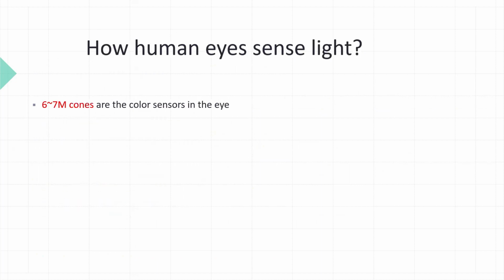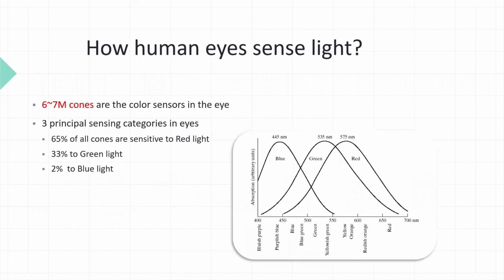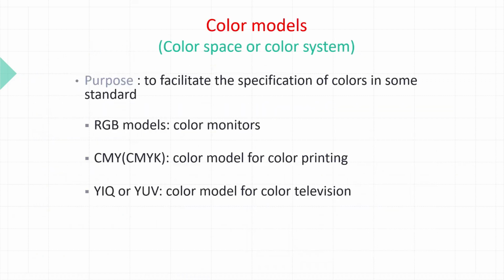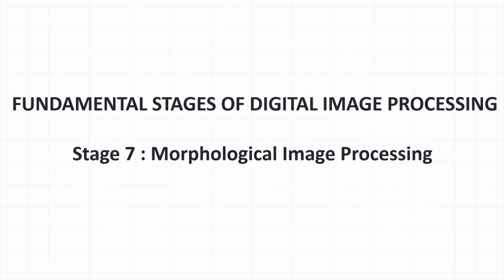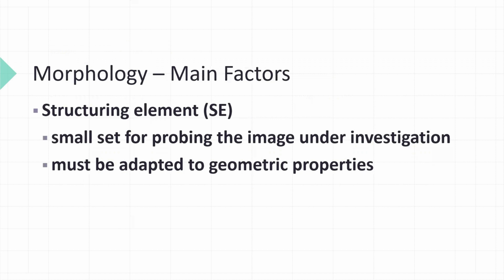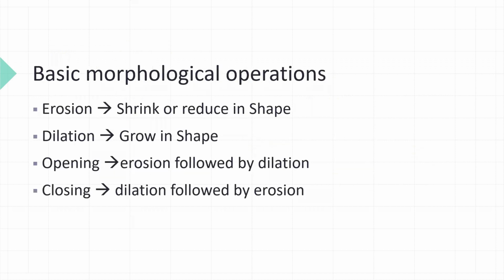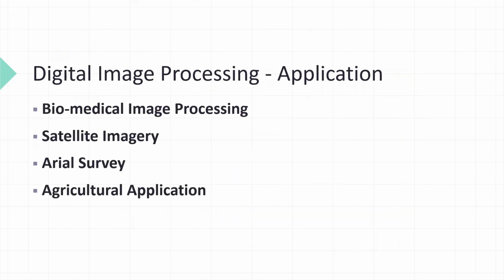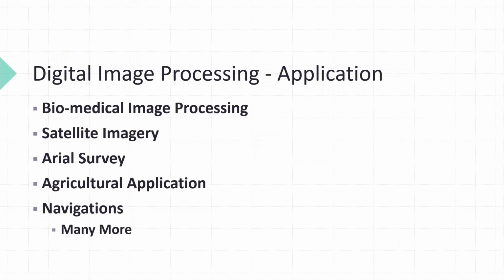In this part, we discussed how the eye works, how the wavelengths of different colors work, and what are the myths we have about colors. All those things have been discussed here. Later, at the end, we discussed morphological image processing, stage 7, which is completely based upon shape-based mathematics and derived from morph. We discussed various types and operations in the basic morphological operations. Then we dealt with the applications, starting from biomedical to navigation and many more, in digital image processing applications.